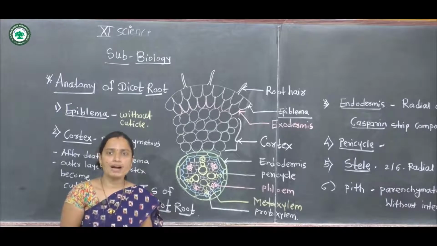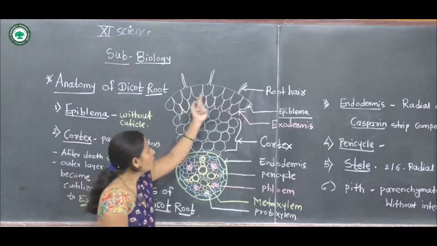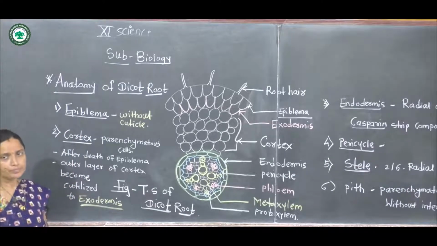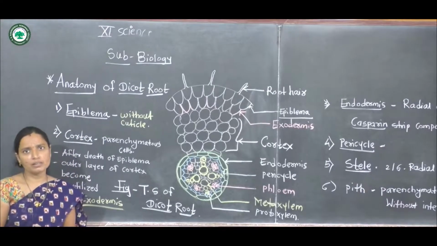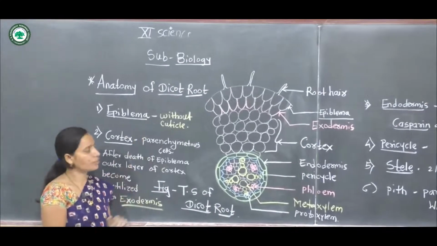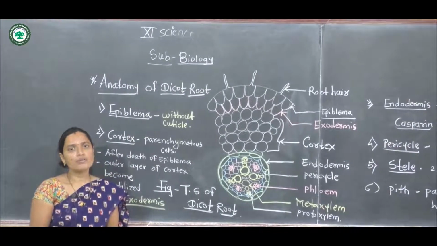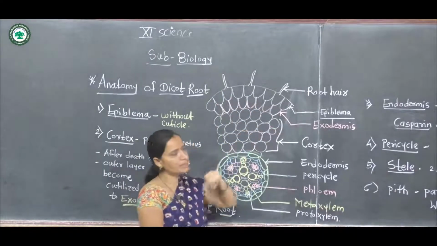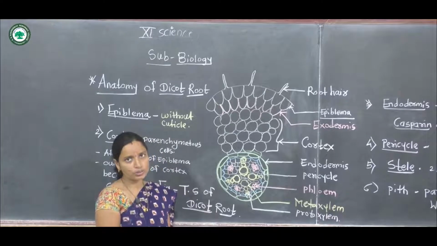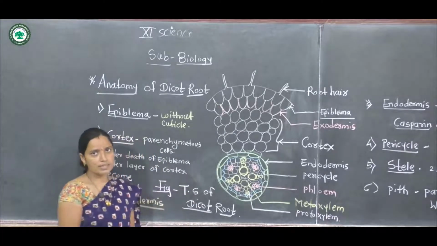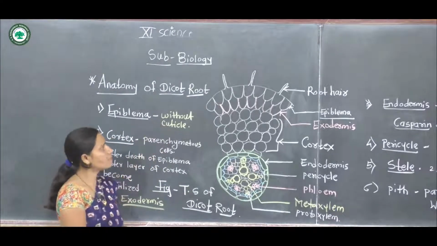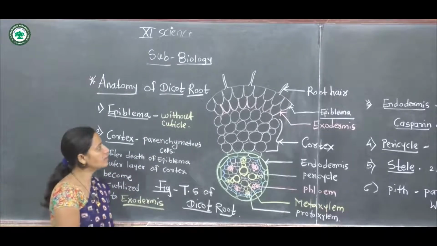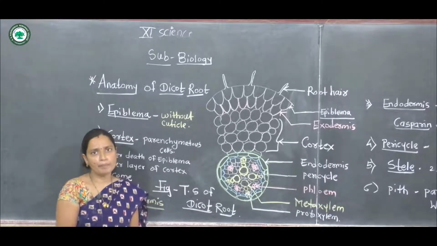And this outer layer is called the epiblema. In many plants, a cuticle, a thin layer, is formed on the outer surface, but in the roots of dicot plants the cuticle is absent. Without a cuticle, only the single-layer structure called the epiblema is present.